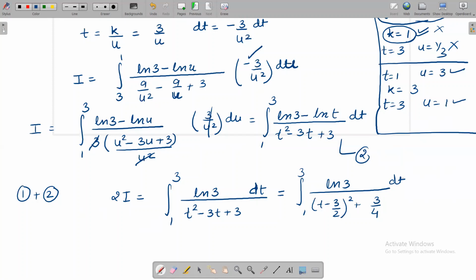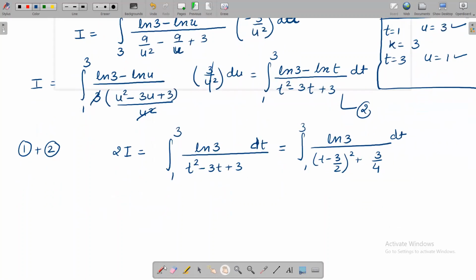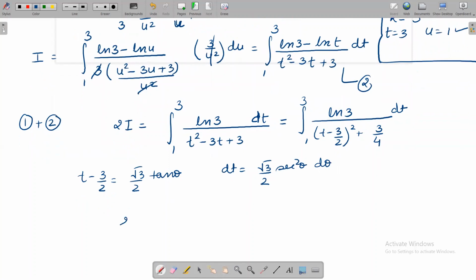dt. Obviously, after making the perfect square, we use a trigonometric substitution here, which is going to be root 3 by 2 tan theta. So accordingly, dt will also change to root 3 by 2 secant square theta d theta. Now 2I will look like this: when you put t equal to 1, theta turns out to be minus pi by 6. Similarly, when you put the upper limit 3 over here, tan theta becomes root 3, so the upper limit is pi by 3.